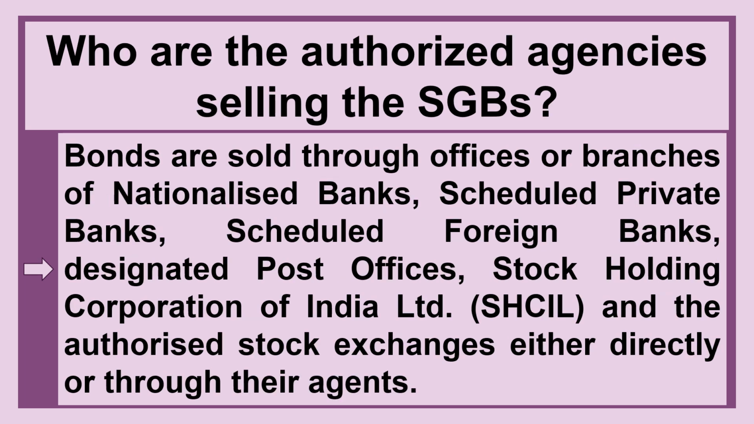Who are the authorized agencies selling the sovereign gold bonds? Bonds are sold through offices or branches of nationalized banks, scheduled private banks, scheduled foreign banks, designated post offices, Stock Holding Corporation of India Limited (SHCIL), and the authorized stock exchanges, either directly or through their agents.